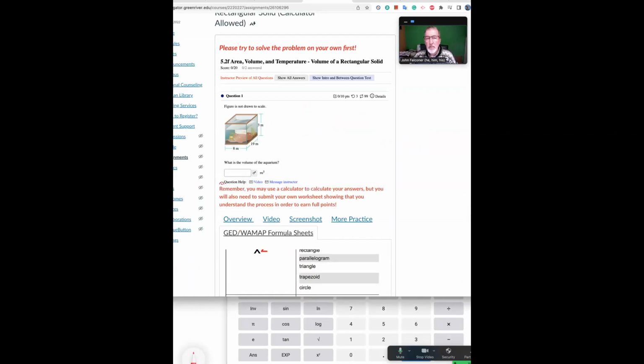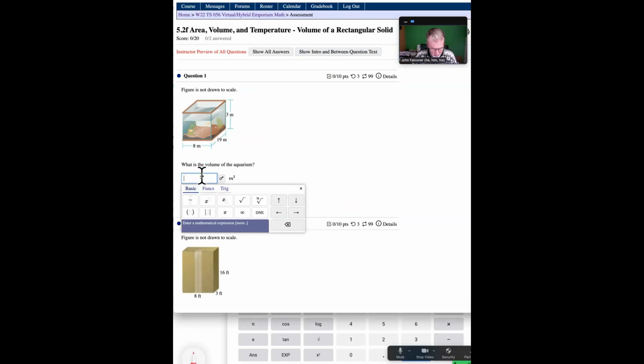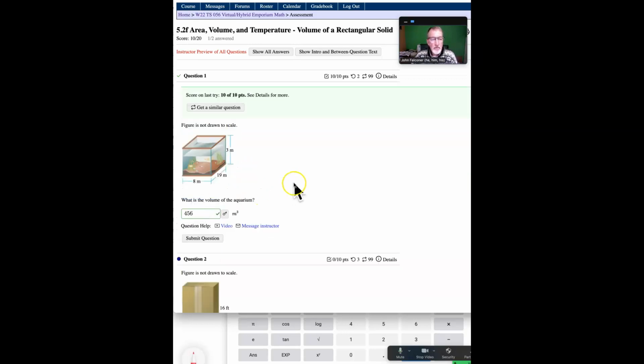Let's see if we can put that in. 456. And they have the unit here already, meters cubed. So you can just hit the submit with your fingers crossed.